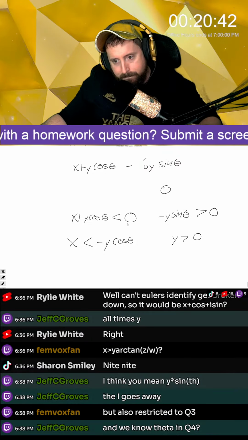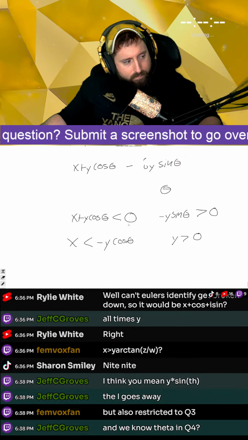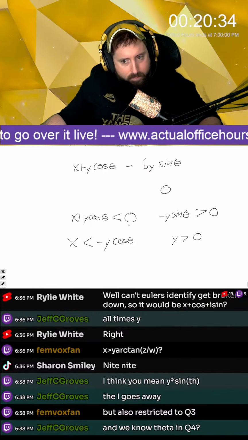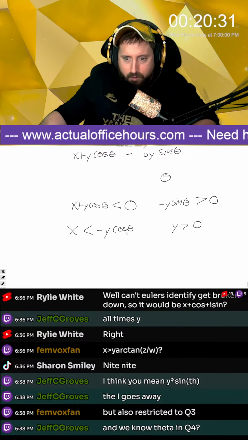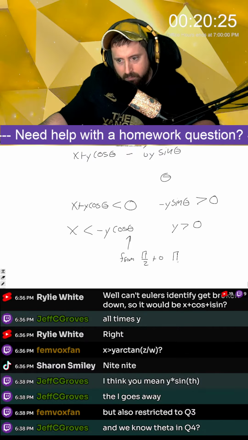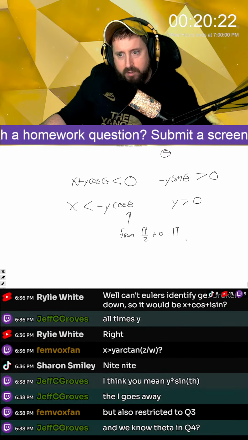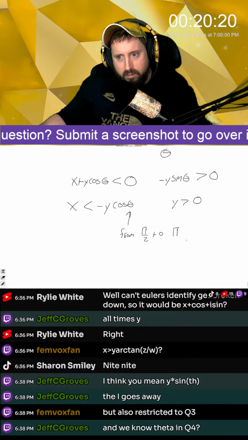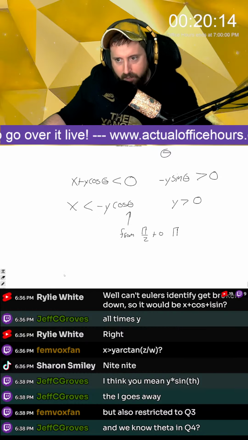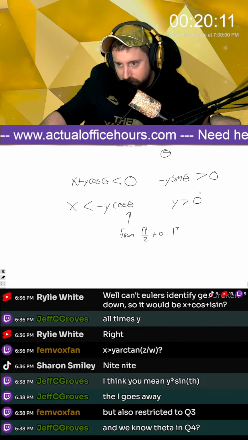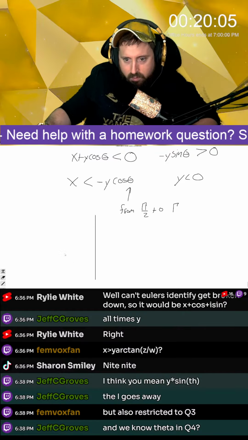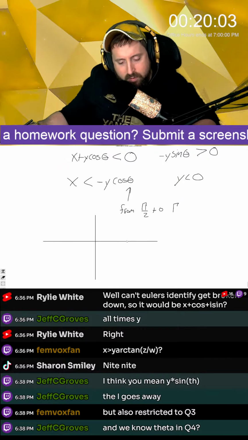Okay. Where this is from pi over 2 to pi. Okay. So this is in quadrant... But this is restricted to quadrant 3 then, right? Yeah. So actually, because of this negative sign, we know that y has to be less than 0. Okay, cool. All right, so how do I graph that?